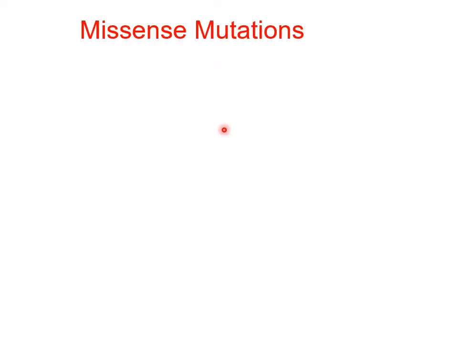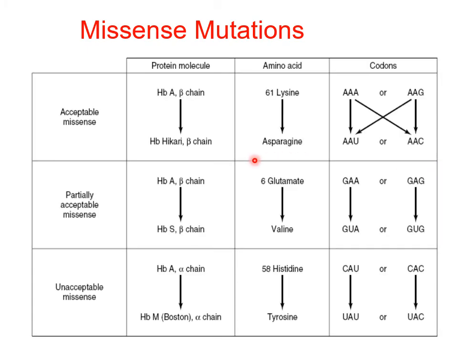The effects of missense mutations can be best understood by studying the structure of hemoglobin. A large number of mutations have been found in the hemoglobin gene, and these mutations can cause changes in the structure and functioning of hemoglobin, to no change in the functioning of the hemoglobin. So this table I have taken from Harper, which beautifully explains the three concepts: acceptable missense mutation, partially acceptable missense mutation, and unacceptable missense mutation.